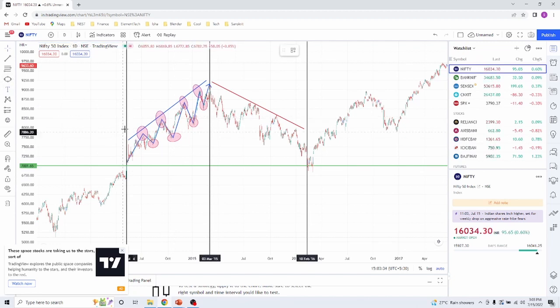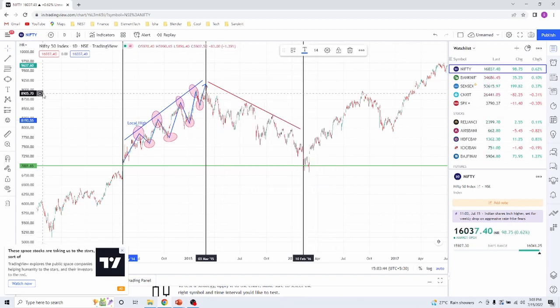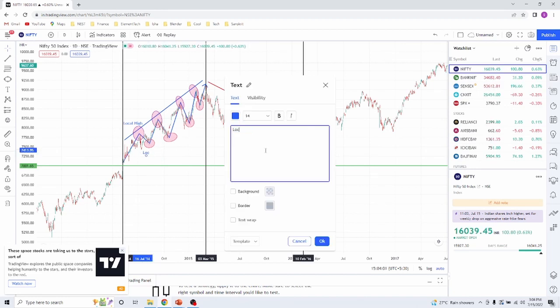Okay, so you can use the text and mark this as a high point. You can take a text and call it local high. You can move the text, just drag the text around and place it wherever you want. Then holding the Control button, you can just drag the text, and it will duplicate it and move it automatically. And you can double click it and call this a local low.